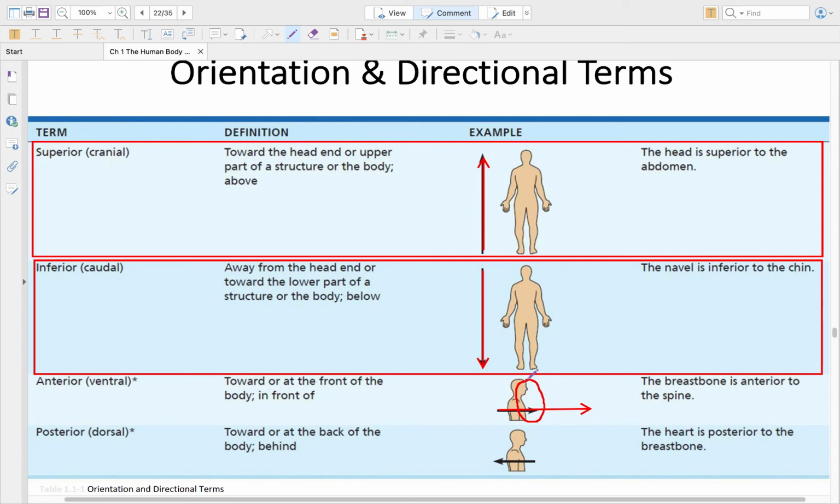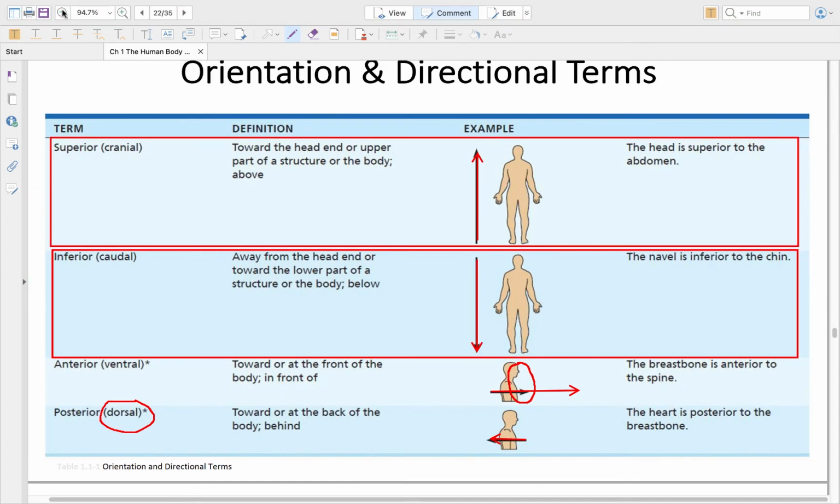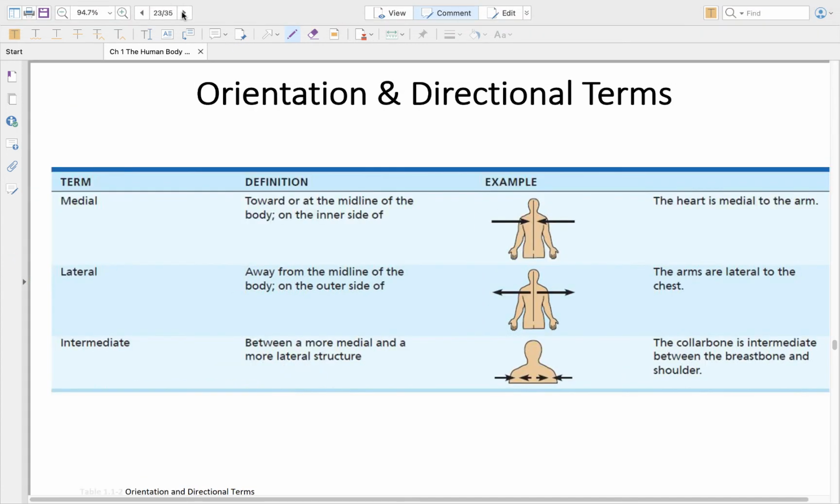Okay, the opposite is posterior. So anterior or ventral means the front. Posterior or dorsal means the back. And that's why we have this going this way. And think of this. The dorsal fin on a shark is on its back. So dorsal, posterior, your posterior is back. Anterior and ventral is the front of the body. Very good. Nothing too complicated there. Let's go ahead and move on.